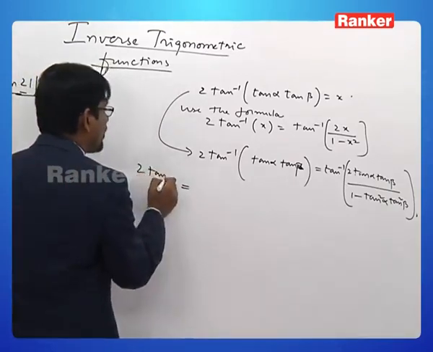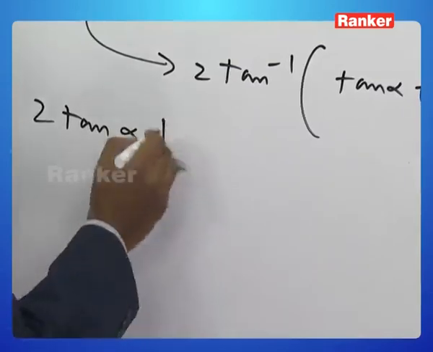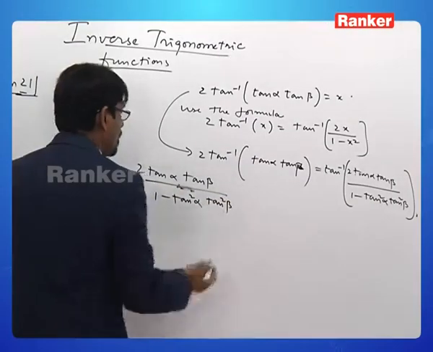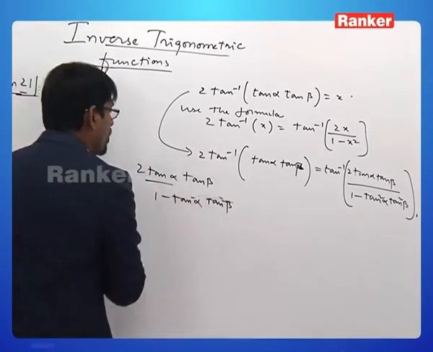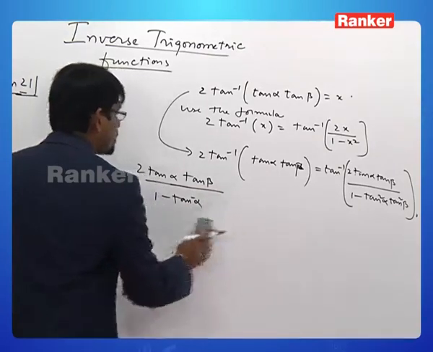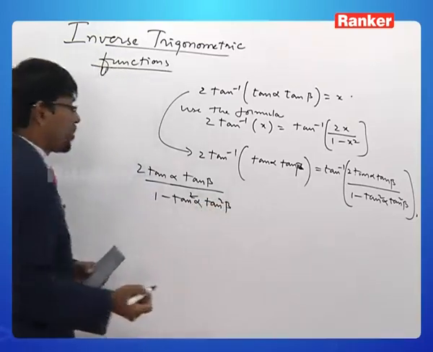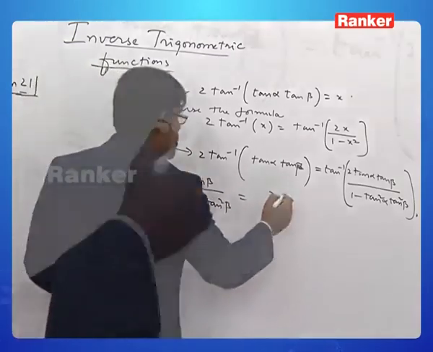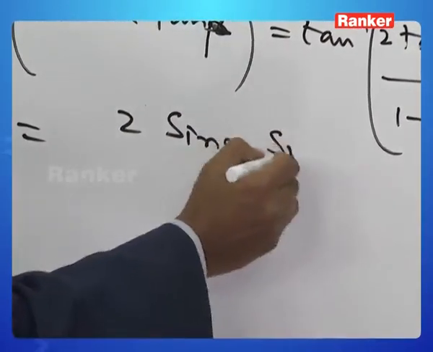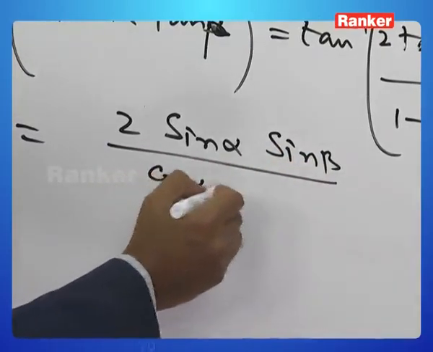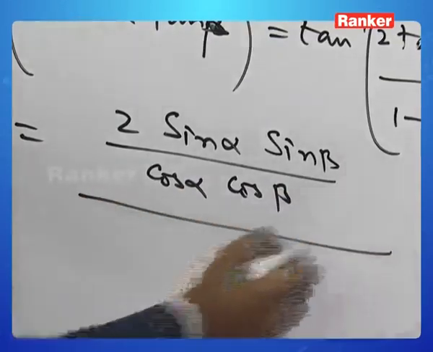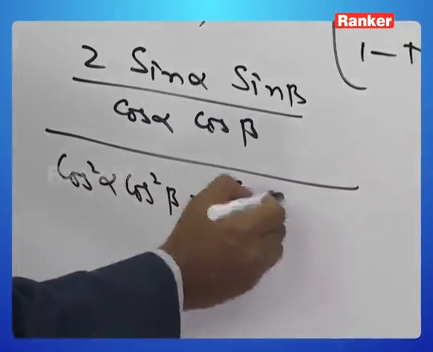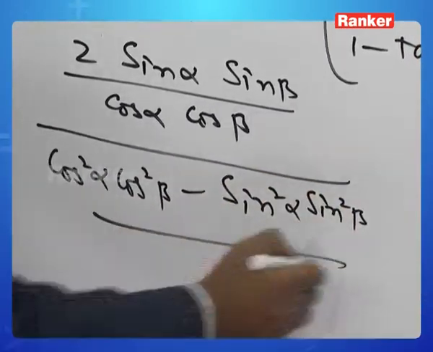So, this 2 tan alpha into tan beta, we will have to simplify this, divided by 1 minus tan square alpha tan square beta. We will try to convert this in terms of sine and cos. So, we will write this as 2 sine alpha sin beta by cos alpha cos beta, and in the denominator we have cos square alpha cos square beta minus sin square alpha sin square beta divided by cos square alpha cos square beta.